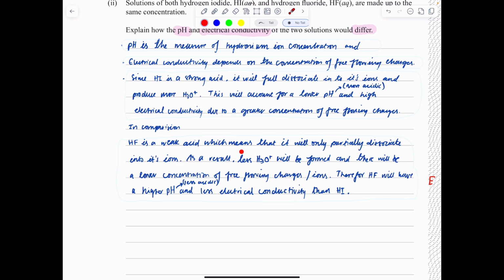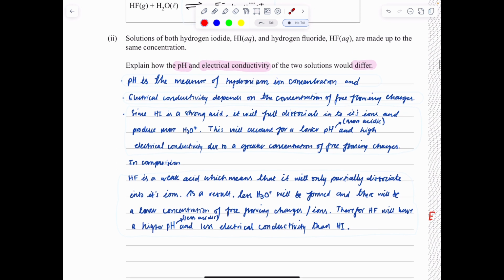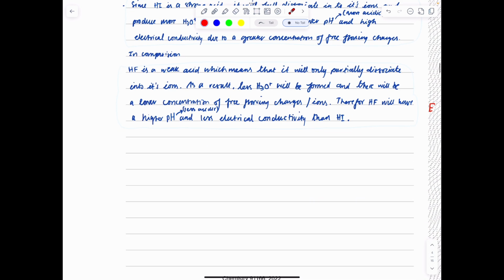So because of the partial dissociation, there's going to be less H3O+ formed, and that means there's going to be a lower concentration of free-flowing charges and ions because some of it's still intact, okay? So therefore, HF will have a higher pH because it's producing less H3O+, which means that it's going to be less acidic. And on top of that, it's also going to be less electrically conductive than HI. So I've compared and contrasted it. I've defined what pH and electrical conductivity are and referred to the context, which gives you an E.